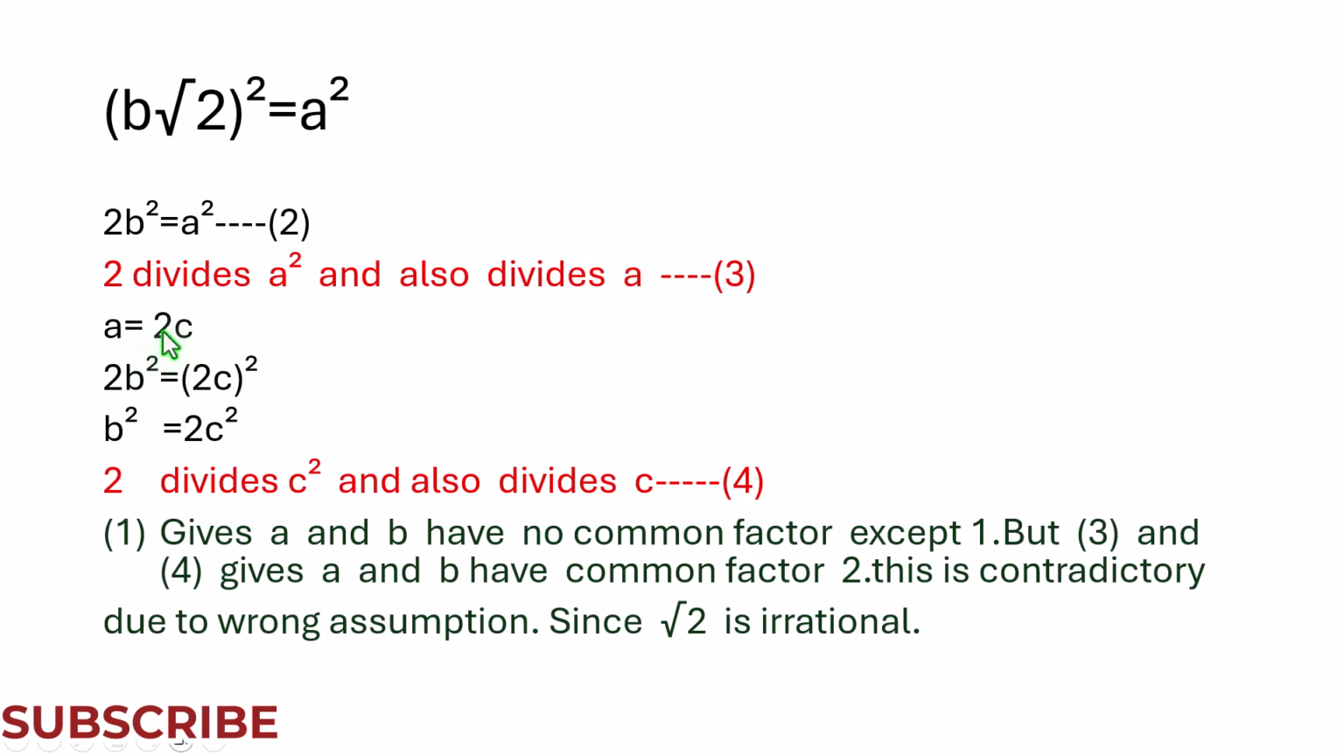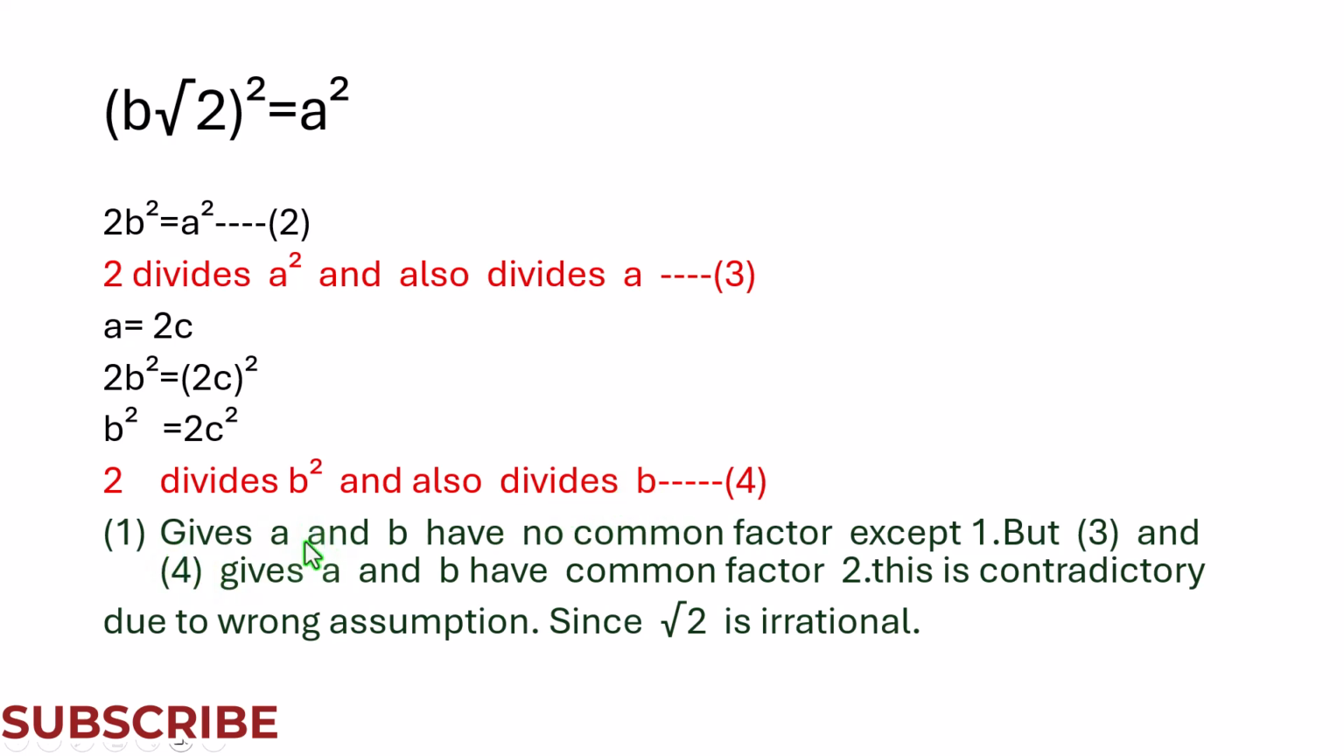Then a can be written as a multiple of 2, that is 2c. Put in equation 2: left hand side 2b square, right hand side 2c whole square. 2 square is 4, so 4c square. 4 divided by 2 is 2, so 2b square is equal to 2c square, meaning b square is equal to 2c square. Right hand side has 2, so left hand side b square is divisible by 2. So 2 divides b square and also 2 divides b.